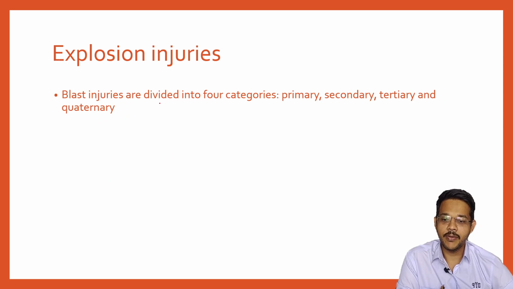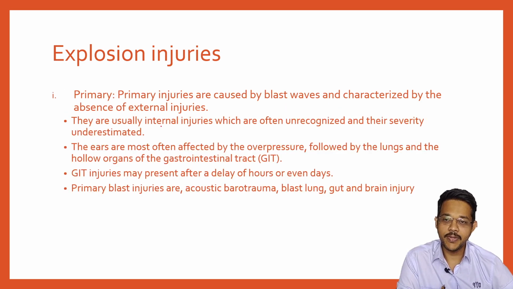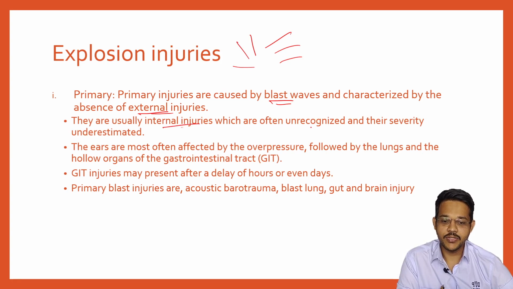Mainly, blast injuries are divided into four categories: primary, secondary, tertiary, and quaternary. Primary injuries are caused by blast waves. When the explosion occurs, it releases waves of sound as well as blast waves, which cause injuries characterized by the absence of external injuries. Because these waves are just a movement in the air, sound as well as air pressure, they do not cause external injury but only internal injuries. These internal injuries are often unrecognized and their severity is underestimated.